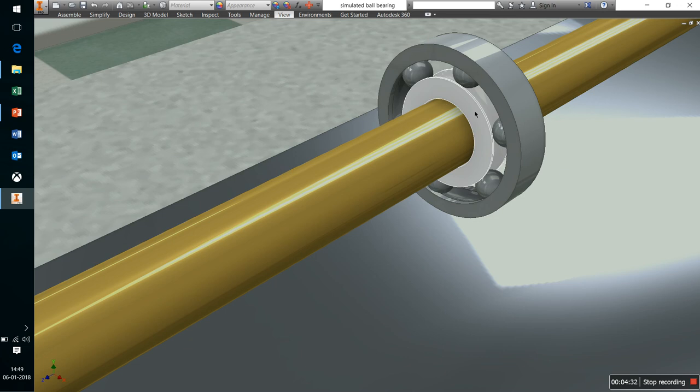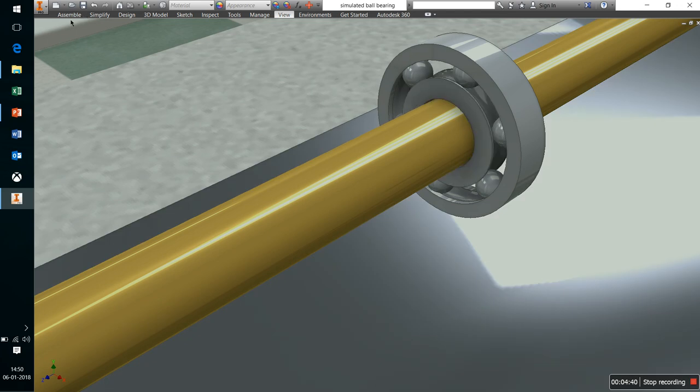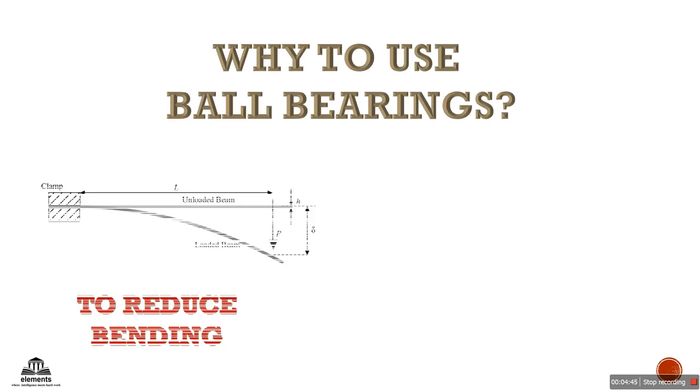There will be a lot of friction and a lot of heat coming out, and that will result in a lot of wastage of energy. Hence we use the ball bearing design. We have talked about why to use a ball bearing.